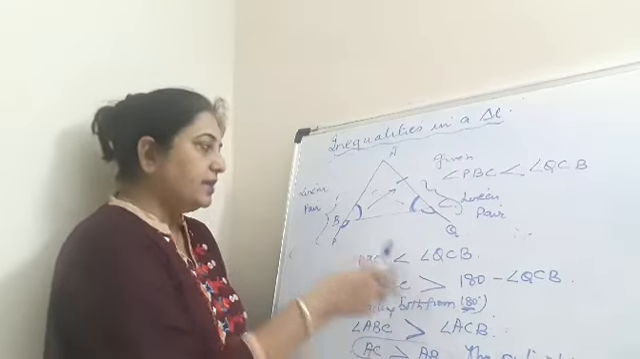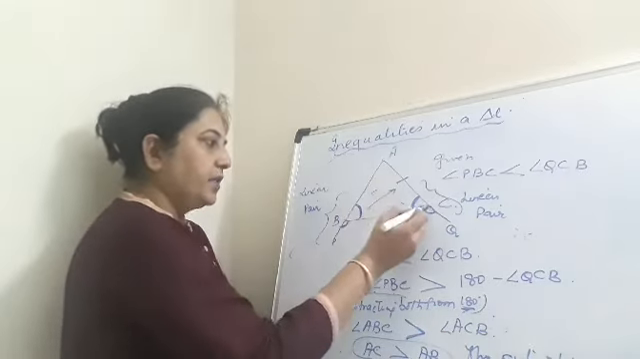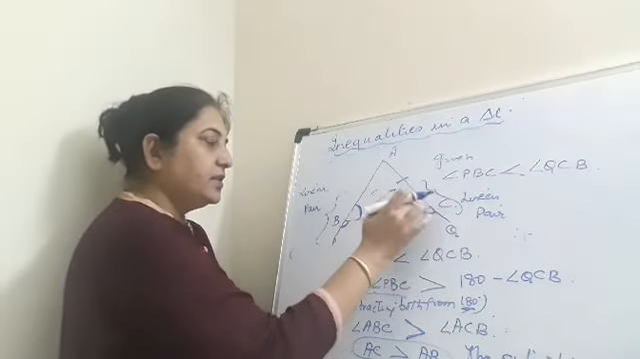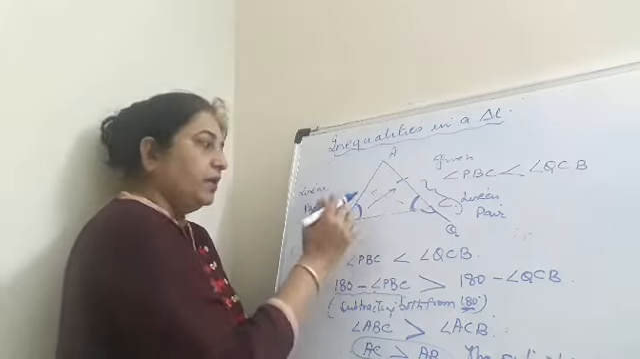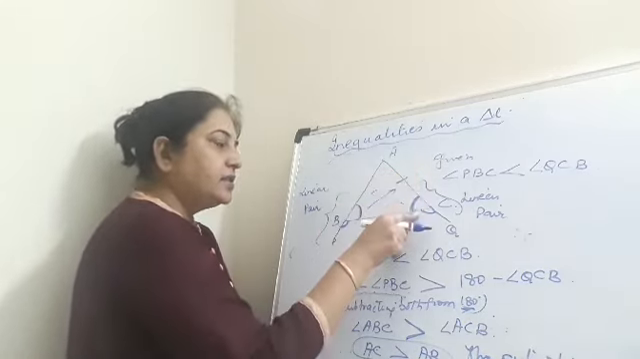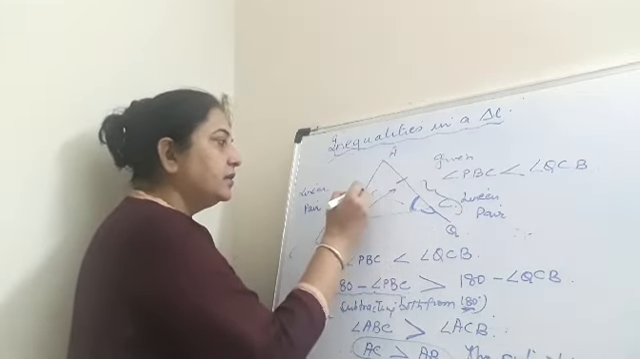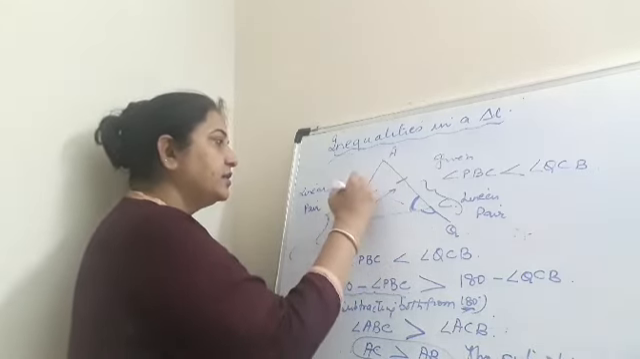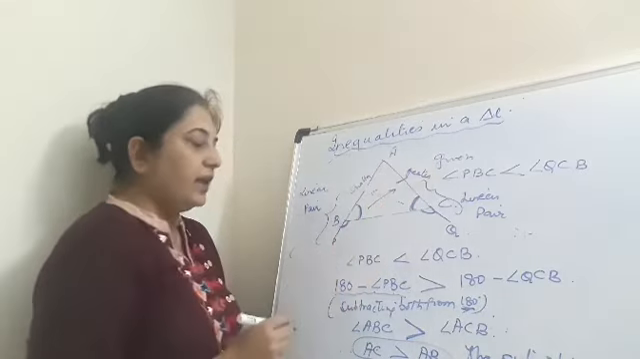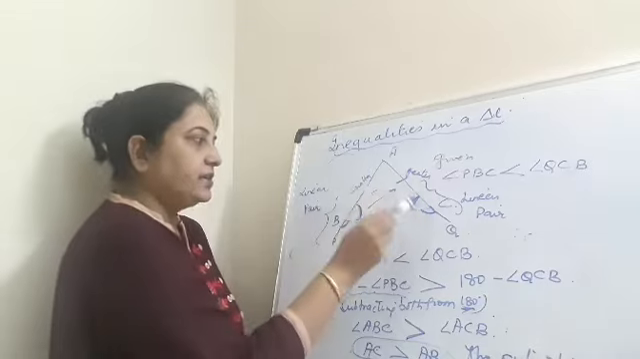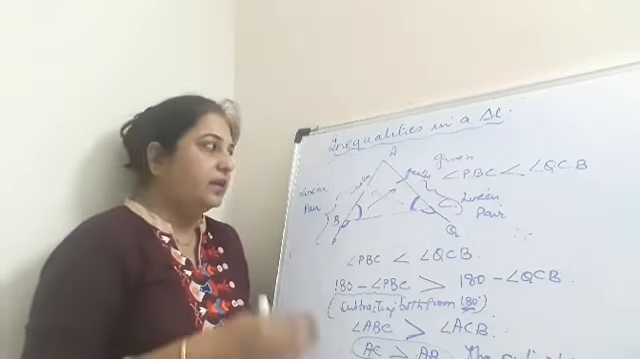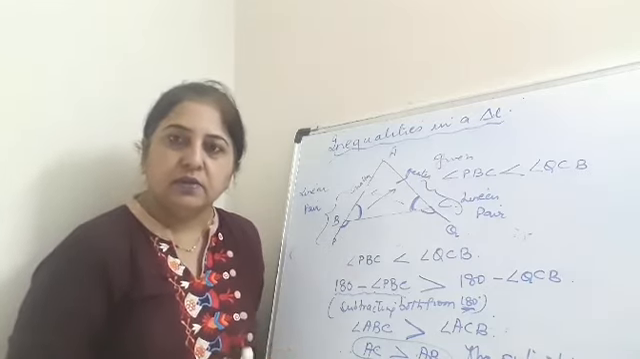Now we have proved that this angle ACB is smaller, and this is a greater angle. Now when this is a greater angle, this is the greater side, and when this is a smaller angle, this is the smaller side. So therefore, in the end we write therefore AC is greater than AB, and the reason, or the inequality, is the side opposite to the greater angle is always greater.